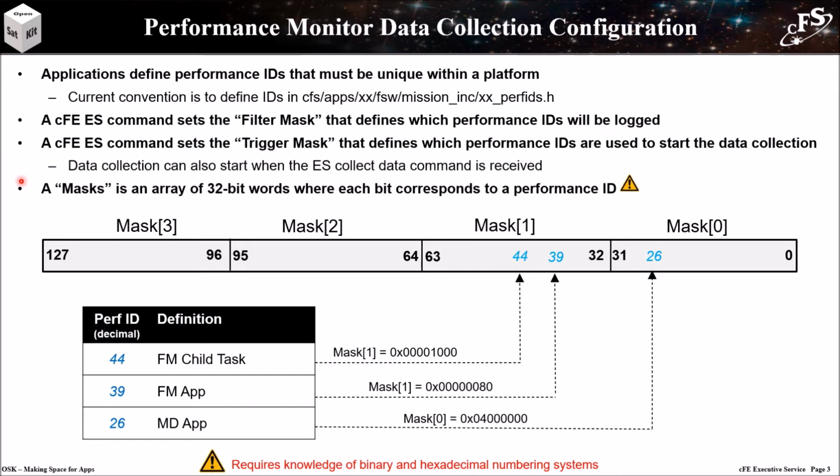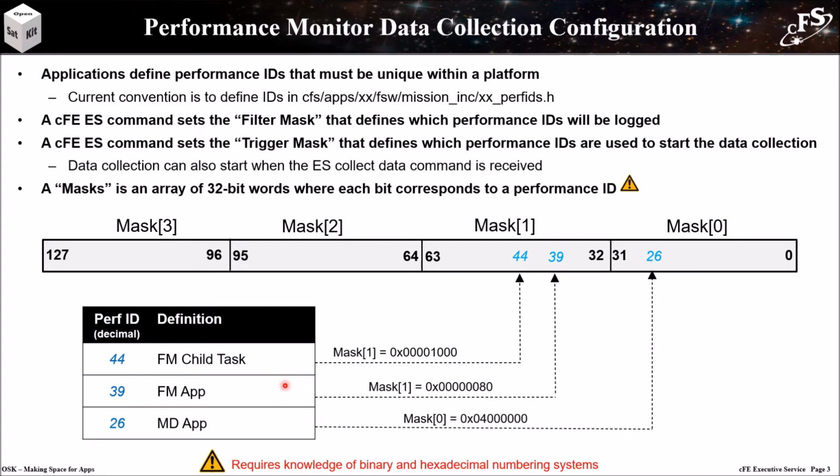A mask is an array of 32-bit words where each bit corresponds to a performance ID. So understanding how to set masks does require knowledge of the binary and hexadecimal numbering systems. Here are the performance IDs that we'll be using. So here's how Memory Dwell's app ID, decimal 26, is converted into a bit mask ID. Each hexadecimal digit represents 4 bits. The first 6 digits gets us to bit 23, and this is from 6 times 4 minus 1 since we start counting from 0. Therefore, to get to bit 26, we need to go 3 more bits into the next nibble, which is the hexadecimal number 4.